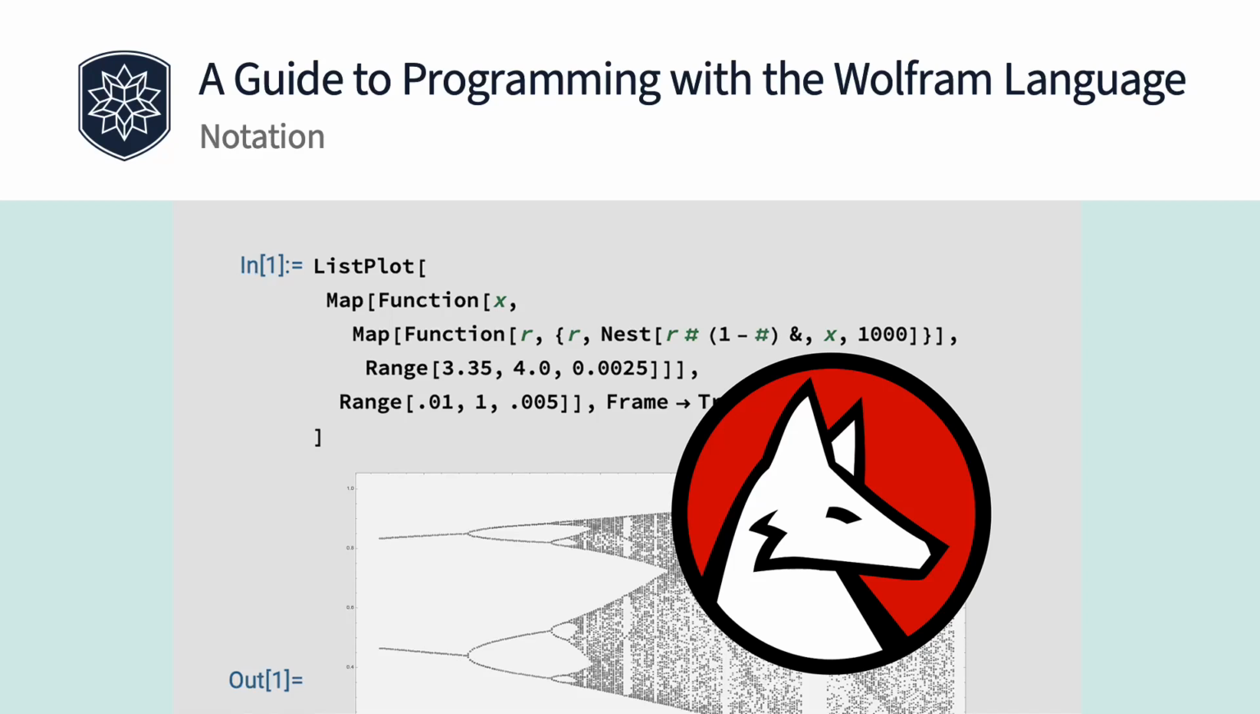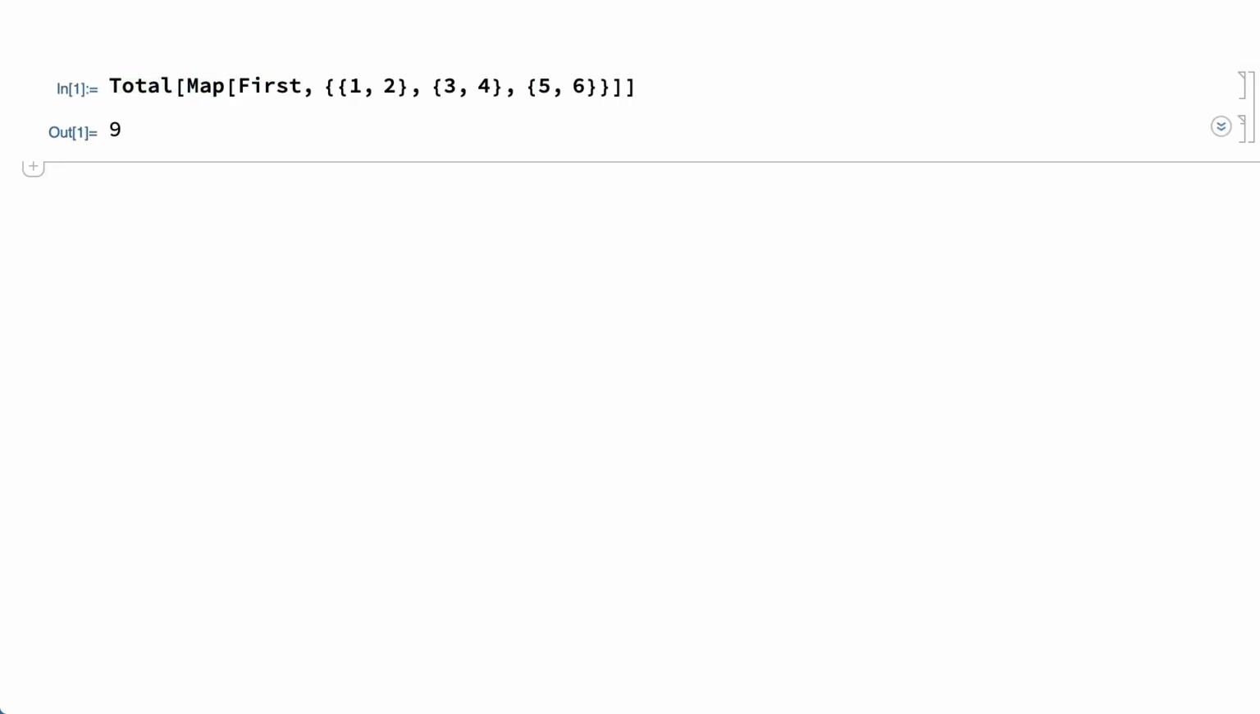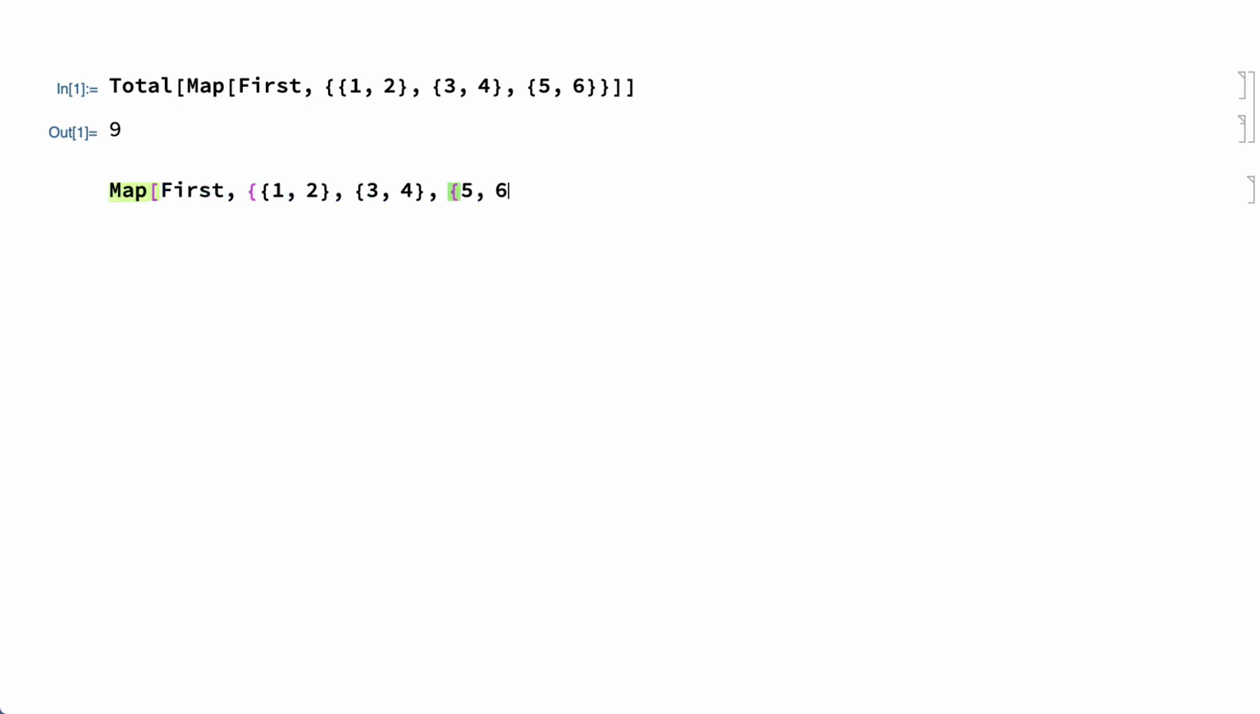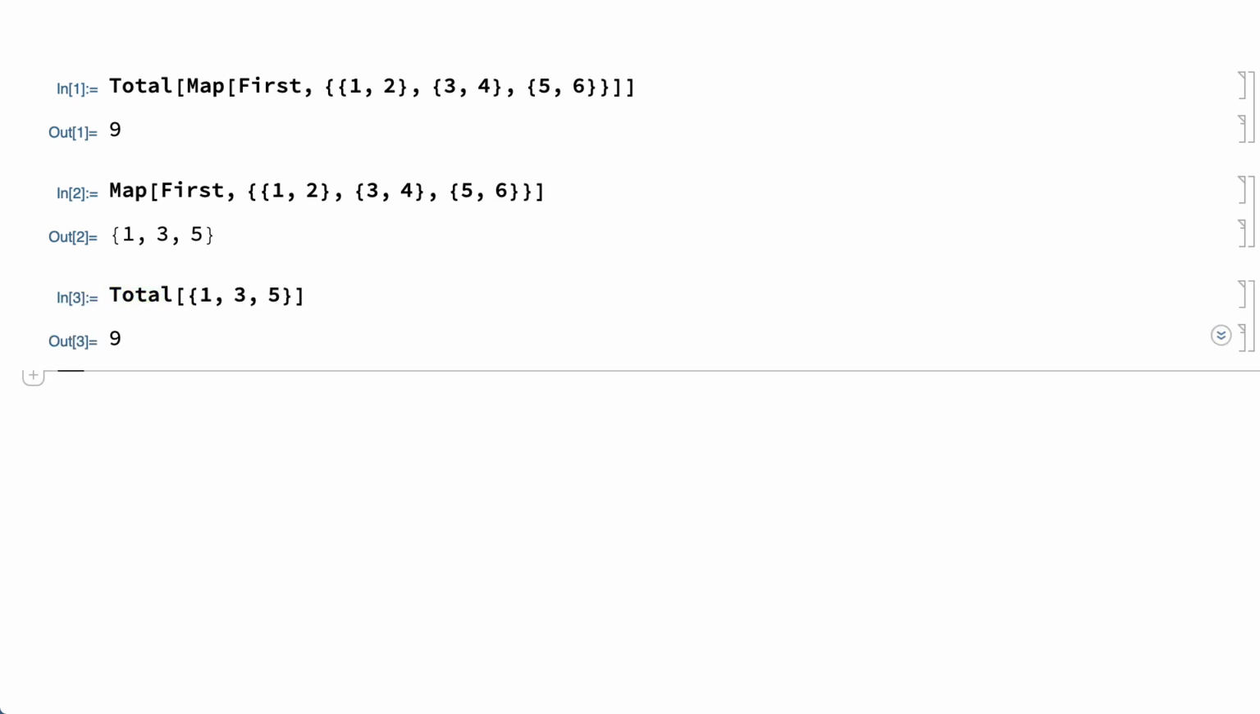Usually there are many different equivalent notations for entering the same Wolfram language program. For example, here is a short program that uses map and total to add up the first elements in a list of pairs of numbers. This program works by first evaluating the map part of the input to pick out the first element in each pair, and then total is applied to add up those elements.